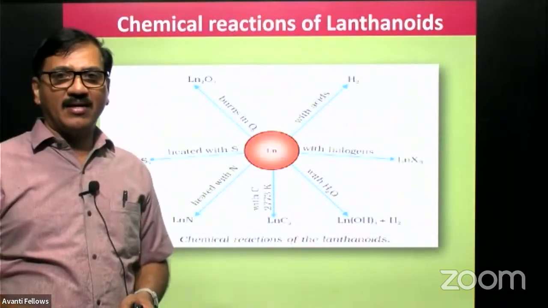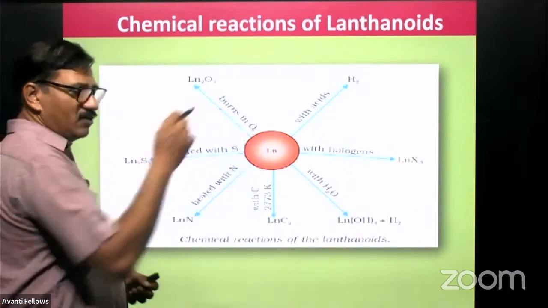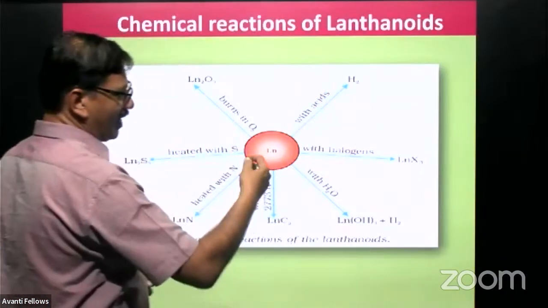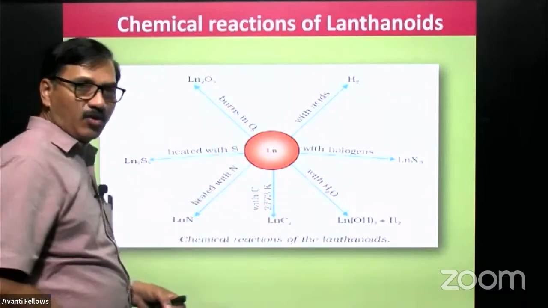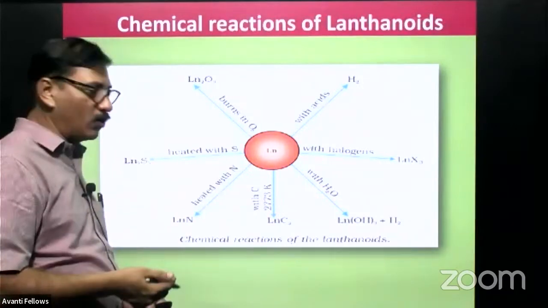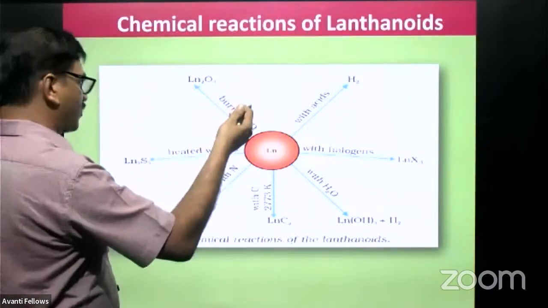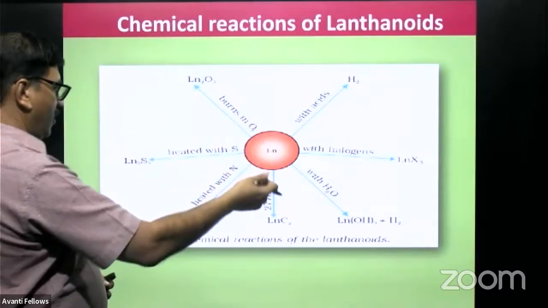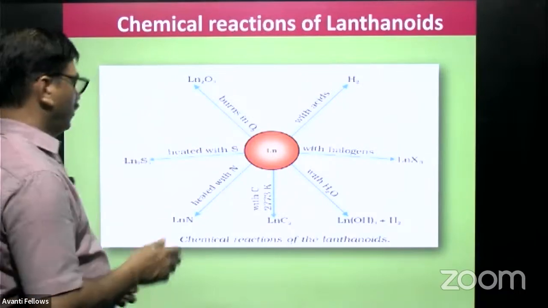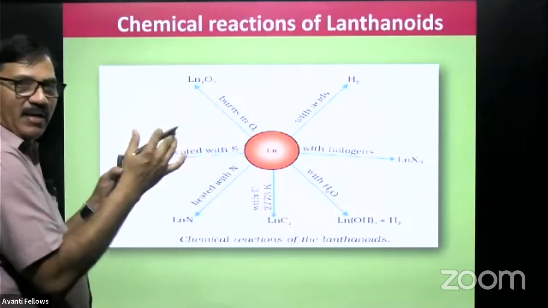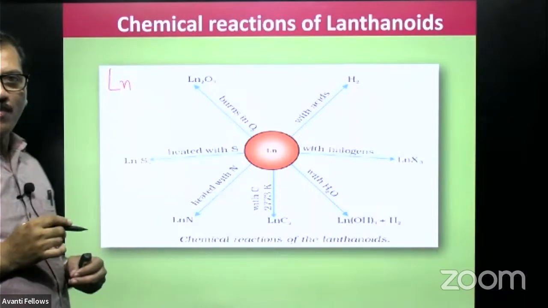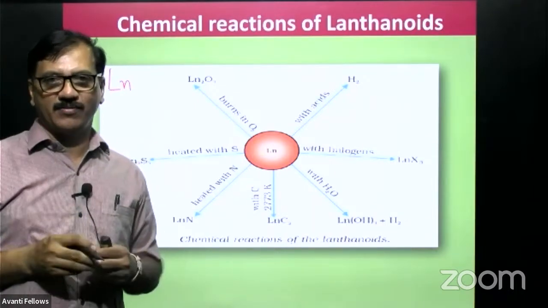Now coming to the chemical reactions. Lanthanum, just like other metals, reacts with hydrogen, it reacts with halogens, it reacts with water to give hydrogen gas. Okay, a strong metal like sodium reacts with water to give hydrogen gas. It reacts with acids, it burns in oxygen, and when heated it forms sulfides and nitrides. Here the lanthanoids, all elements including lanthanum, are denoted as Ln. It's a common symbol for lanthanoids, right?